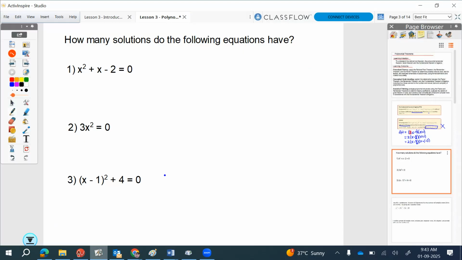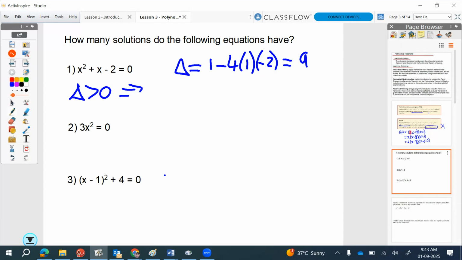So this first one, there's a few ways. We can use the discriminant, b squared minus 4ac. That's going to give us 9. So if the discriminant is bigger than 0, it implies 2 real solutions.